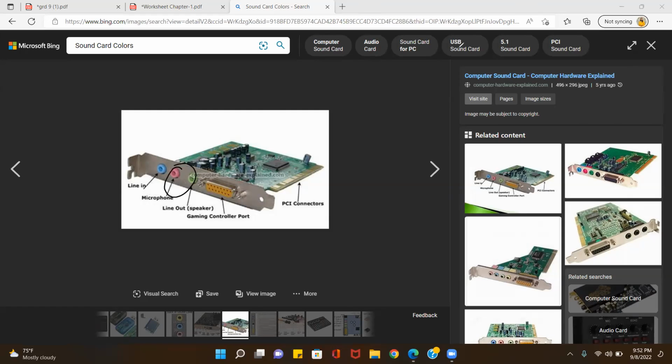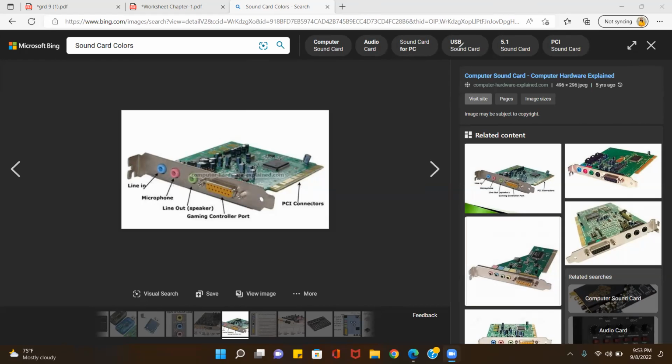A pink color port is used if you want to connect a microphone. Nowadays on a laptop, to connect the microphone and the speaker, you have one single port only. But in earlier days computers, you have a pink color port and a green color port. Pink color port is used to connect a microphone, and a green color port is used to connect a speaker.